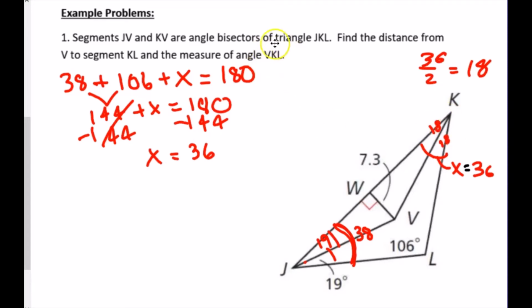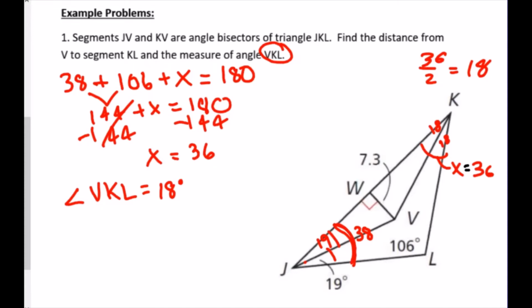And now we can answer. Angle VKL is 18 degrees. Right? So, you got to be able to do one of these on your quiz on Friday. Again, if you know one little angle, the other one's the same because it's bisected. You can find the big triangle's missing angle and then divide that in 2 again.